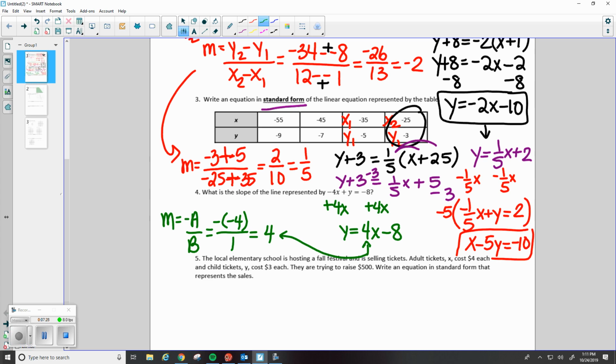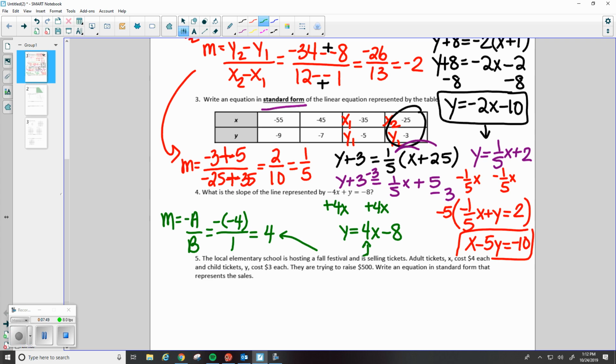Number 5 says the local elementary school is hosting a fall festival and selling tickets. Adult tickets are X, and they are $4 each. The children's tickets are Y, and they are $3 each. They want to raise $500. Write an equation in standard form that represents the sales.